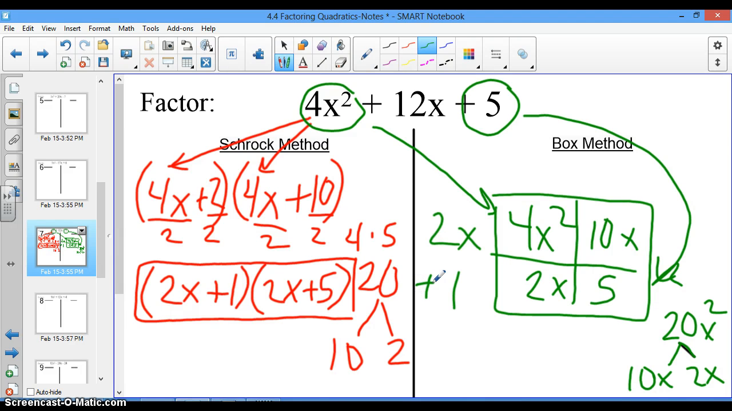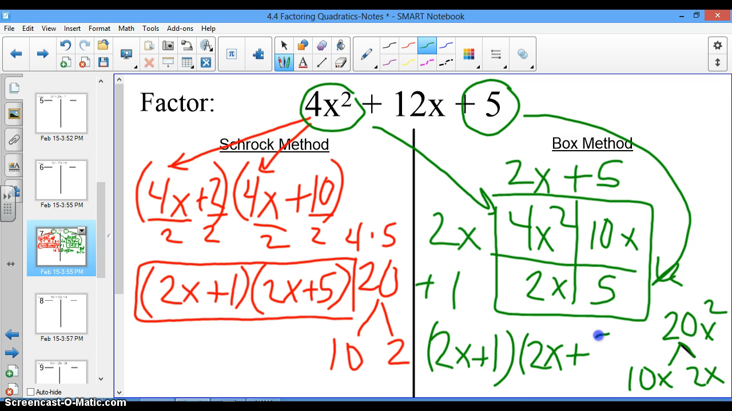Now we're going to factor a GCF out of each row. 4x squared and 2x are both divisible by 2x. 10x and 5 are both divisible by 5. And they're both positive. So there's our factors, 2x plus 1 and 2x plus 5. Remember, you could rearrange that so it's 2x plus 5, then 2x plus 1.